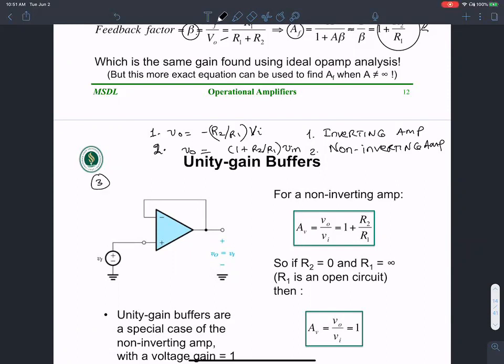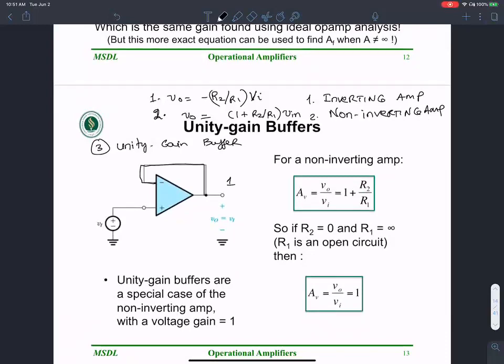The third application that we are going to look at is the unity gain buffer. As the name indicates, the gain of this is 1. I have taken an op-amp and tied the output back into the input, into the negative terminal. You can clearly see that R2 is 0, there's no resistance R2 over here, and R1 is infinity. So all of this term goes to 0. Therefore, I'm left with a voltage gain of 1.